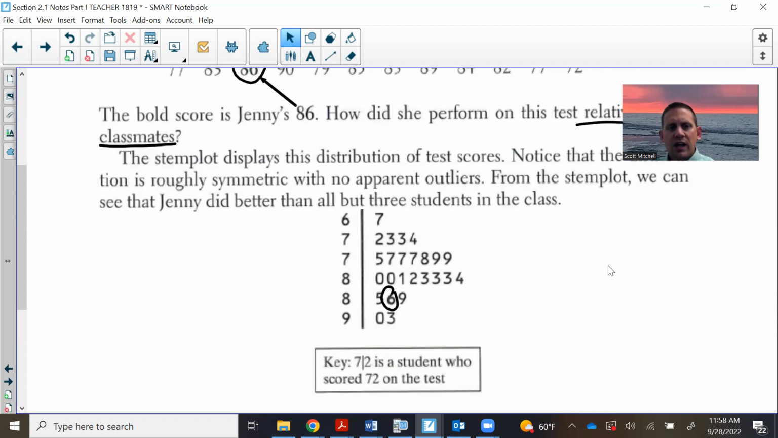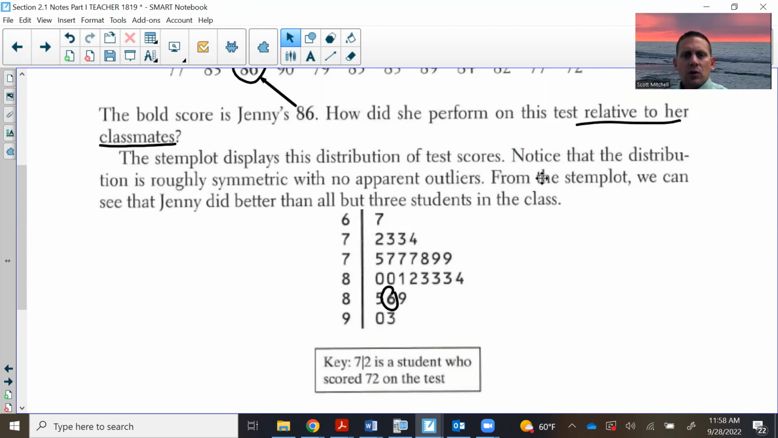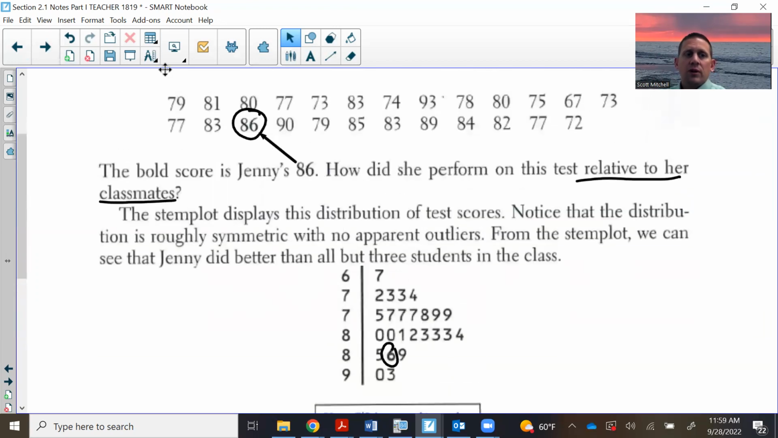If we look at the shape, we've talked about SOCS before. If I turn my head or rotate the screen, it looks roughly symmetric. Doesn't look like there are any outliers. Jenny did better than all but 3 of her classmates. I mean, that's pretty good. Okay.